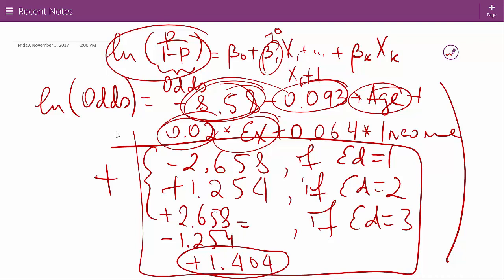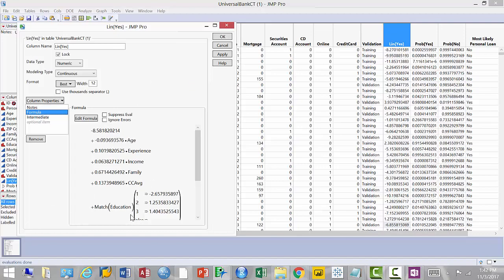Here's what we figured out. If the education is 1, if it's undergraduate, then I have to subtract 2.658. If education is 2, if the person has a master's degree, then I have to add 1.254. And if it's 3, doctorate, JD, whatever it is, plus 1.402. Is that the case? Well, here it says based on education, if 1, minus 2.658, if it's 2, plus 1.254, and if it's 3, 1.404. Is that the same thing as we had? It is the same thing. So that's essentially how all of that is computed based on the outputs.